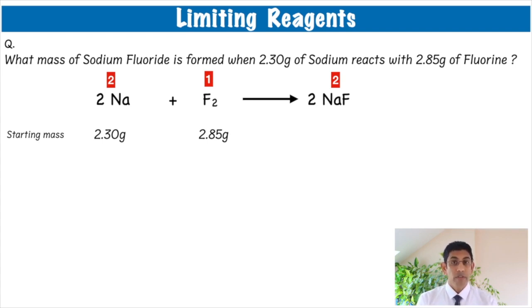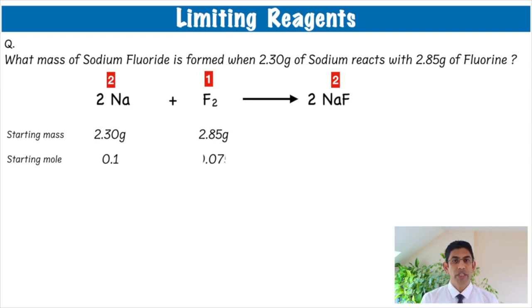In this question, we have only been given the masses of the reactants, not the moles. We cannot compare the reactants and the product using mass. We can only compare them by moles. So therefore, as a first step, we have to work out the starting moles of the sodium and fluorine. You know how to convert the mass to mole? Mole equals mass over Mr. If you do the calculation, we have 0.1 mole of sodium and 0.075 moles of fluorine.